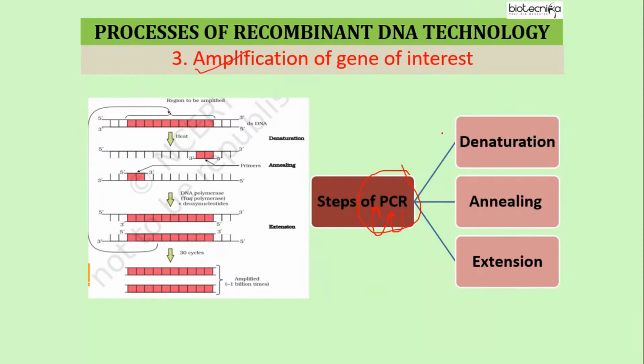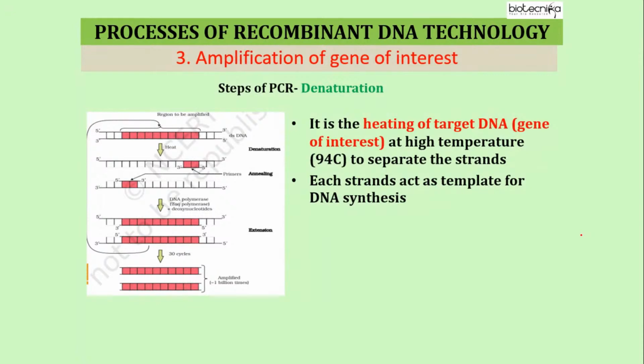Under this technique, we have three steps. First is denaturation, again very important. Second is annealing, and the third one is extension. First, you have to denature the DNA. Then annealing of primers is done, and then the extension. Now we'll see the process one by one, how this amplification is done in PCR.